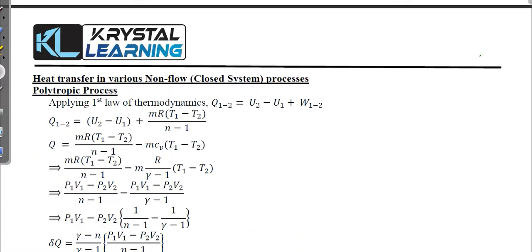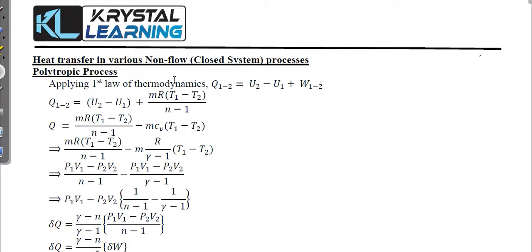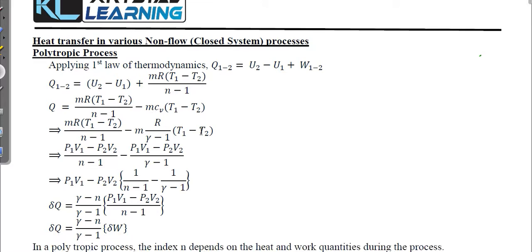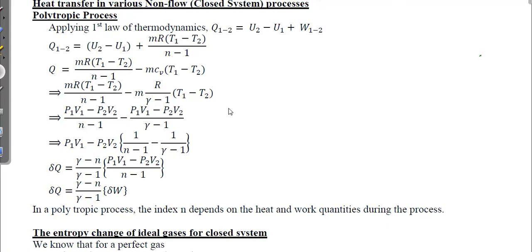Then the heat transfer for this closed system, the polytropic heat, using the first law of thermodynamics: Q equals U2 minus U1 plus W12. W12 is given by P1 V1 minus P2 V2 upon n minus 1, or using the ideal gas relation, m R (T1 minus T2) upon n minus 1. Rearranging the term U2 minus U1, taking the minus sign common, it becomes m Cv (T1 minus T2). Cv becomes R upon gamma minus 1, and m R T1 will become P1 V1, and so on. Now we will take the P1 V1 minus P2 V2 term common.